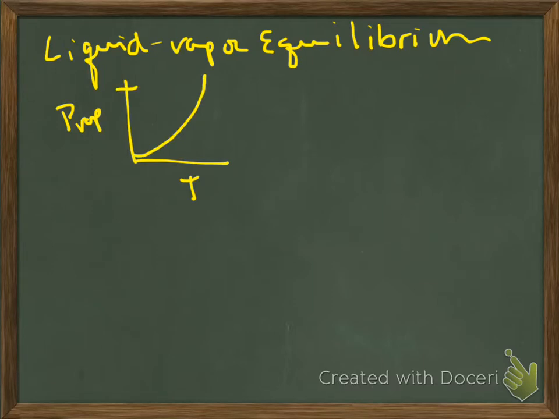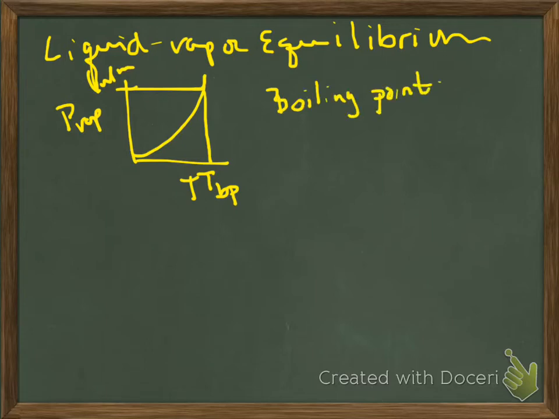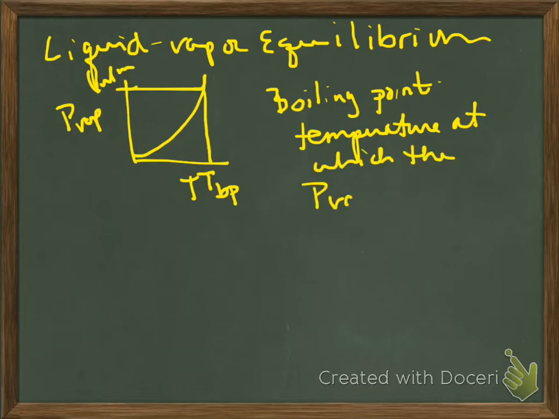If you recall, at 1 atmosphere, which is atmospheric pressure, the temperature would be the boiling point at 1 atmosphere. Alright, and let's just quickly define boiling point. Boiling point is the temperature at which the vapor pressure of the liquid is equal to the atmospheric pressure.